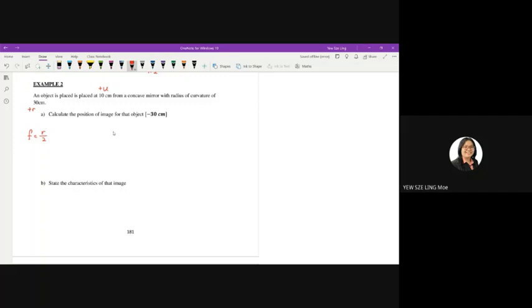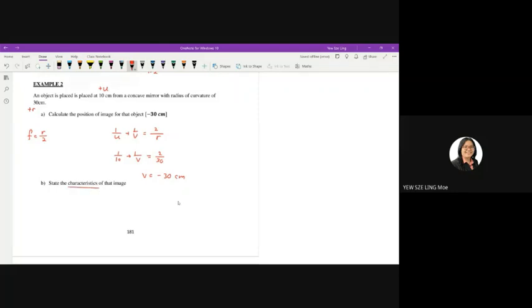Kalau tak nak kira, then you can use the equation 1 over U plus 1 over V equals 2 over R. Okay, then you plug in the values: 1 over 10 plus 1 over V equals 2 over 30. So V is equal to negative 30 cm. Okay, negative 30 cm. Next one, it asks you to state the characteristic.